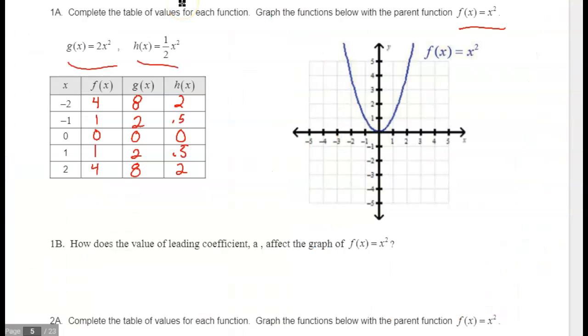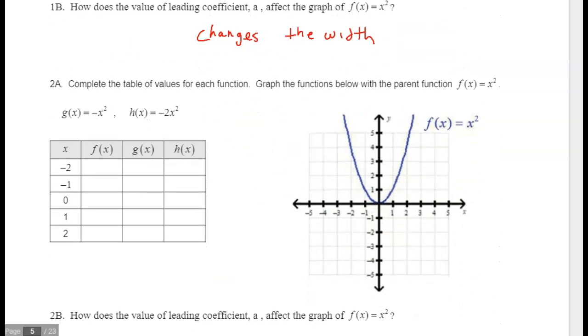So how does the value of the leading coefficient a affect the graph? In simple terms, because we're going to make this more detailed on the next page, it changes the width. It would be the same thing if we're upside down. If I put a negative there, you would get the same thing, but in general, we're just going to skip number 2.